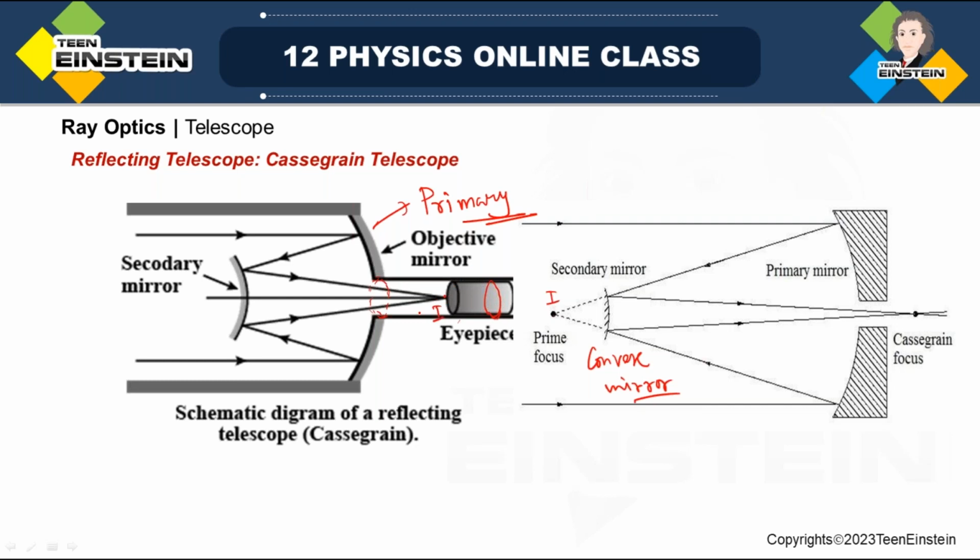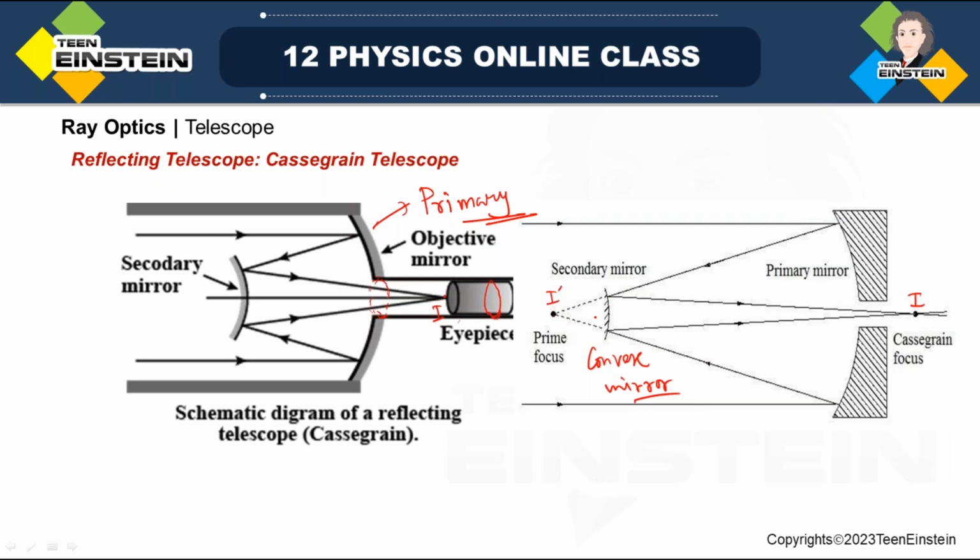Okay, so this image, let us say this is I prime and this is I. This I prime is a virtual image because this is not the actual image here, and this virtual image will act as the object for this mirror, a virtual object for this mirror.